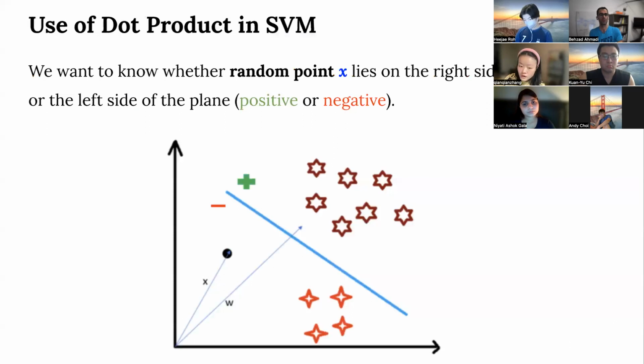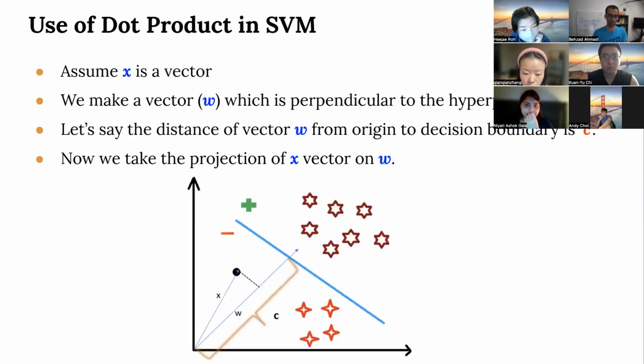So how do you really do SVM in reality? You want to know whether a random point X lies on the right side of the plane or the left side of the plane. How do you know that, without really looking at it? Think of an n-dimensional space. How do you know if it's on the positive side or negative side of the plane?